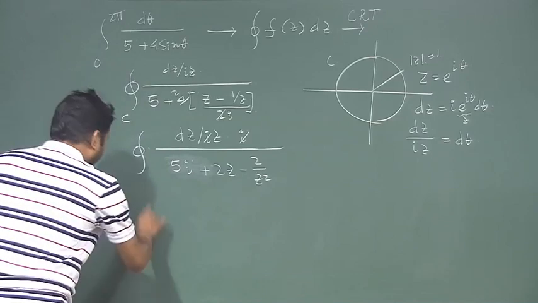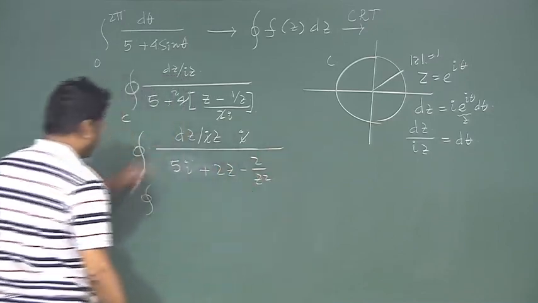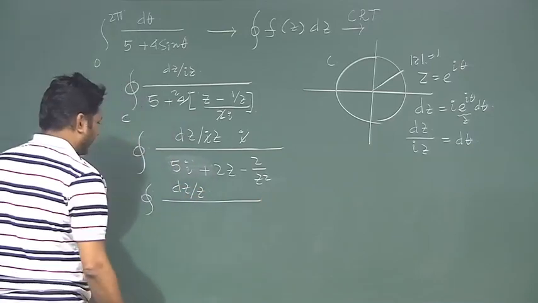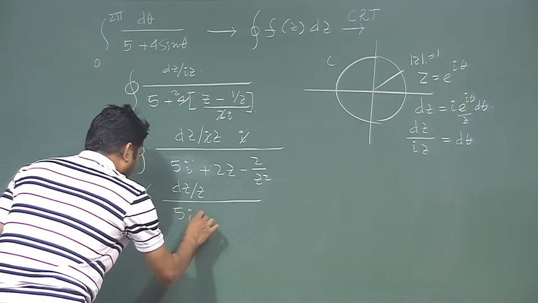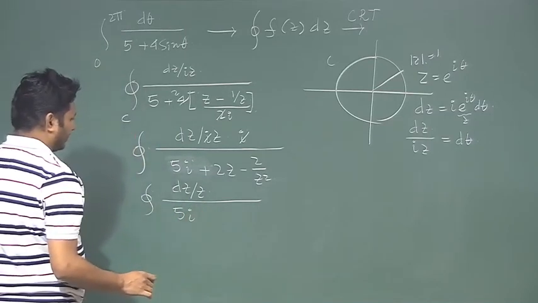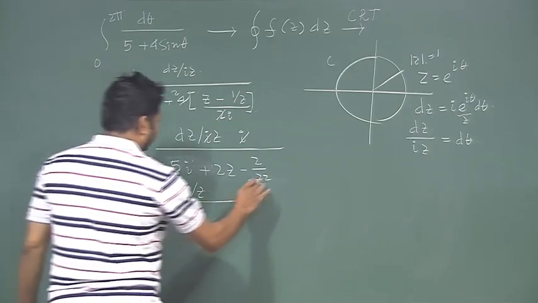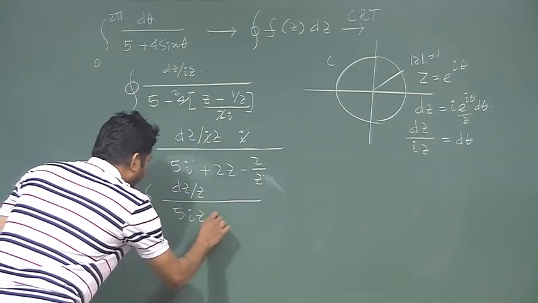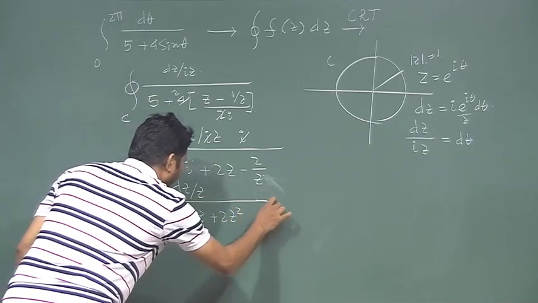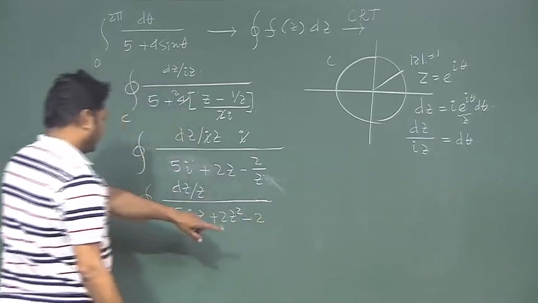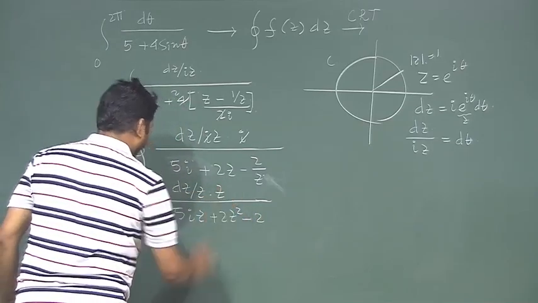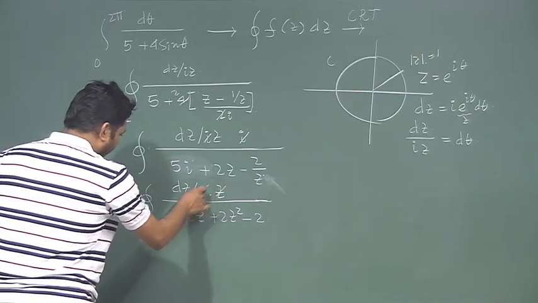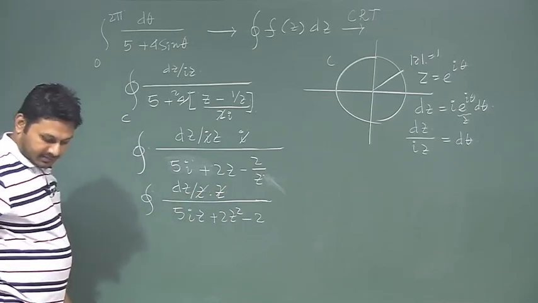So, next over dz, okay, dz is already here. So, we have dz divided by z, then 5i. Okay, this is 2 by z, not z square, it is just 2 by z. So, it is 5i z plus 2 z square minus 2, and this z will go upstairs. So, I will have z here. So, dz divided by z multiplied by z. So, this z and this z will cancel out again. So, I will have something like this.